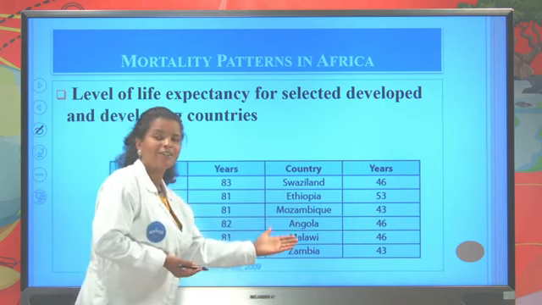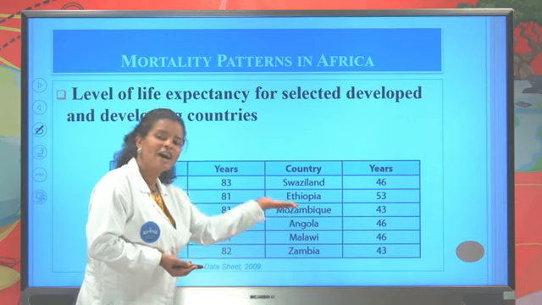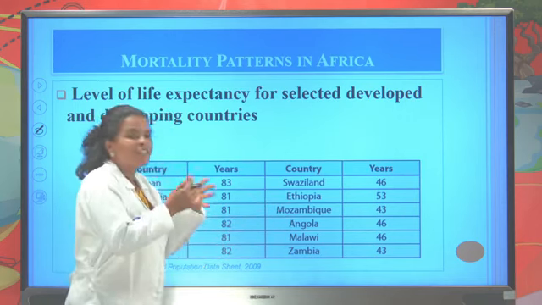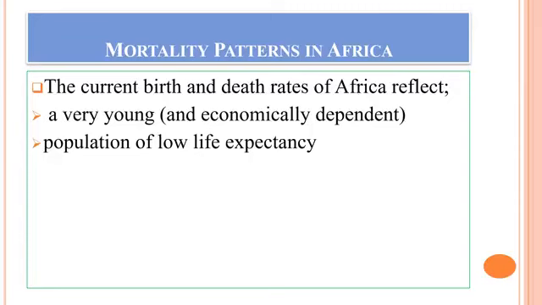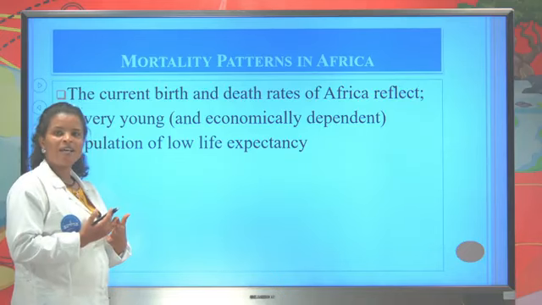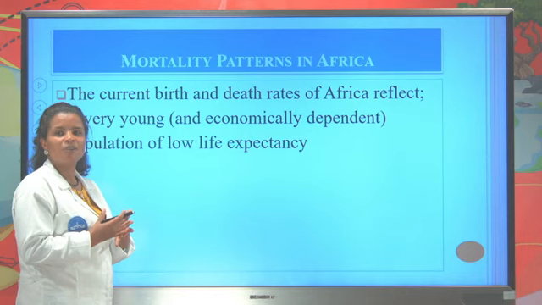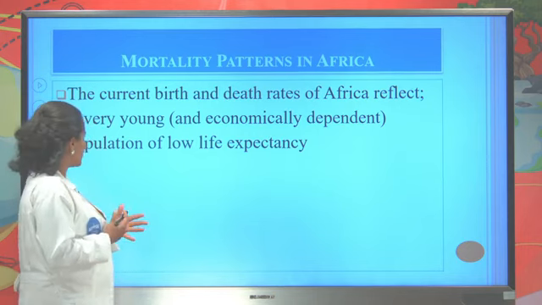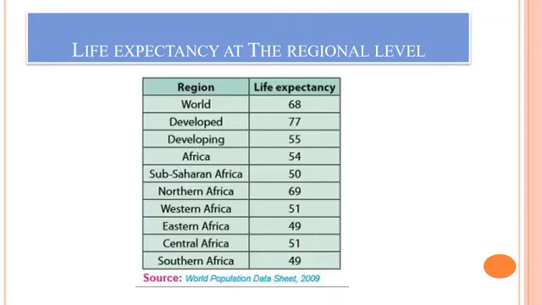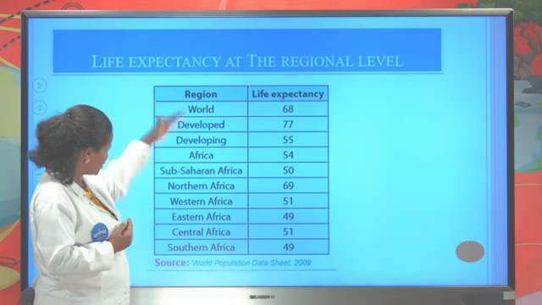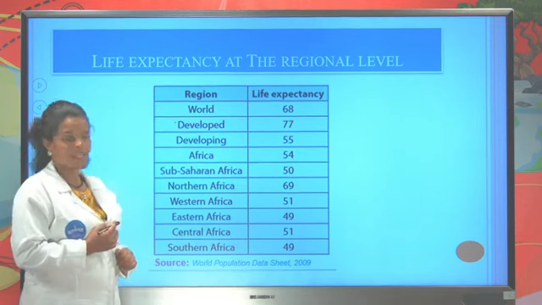The fertility rate in developing countries is very high, but life expectancy is very short. The population is dominated by a young age group. The current birth and death rates of Africa, as we have seen above, result in a population dominated by very young, economically dependent age groups. Let us see the life expectancy of developed countries and each region of Africa.